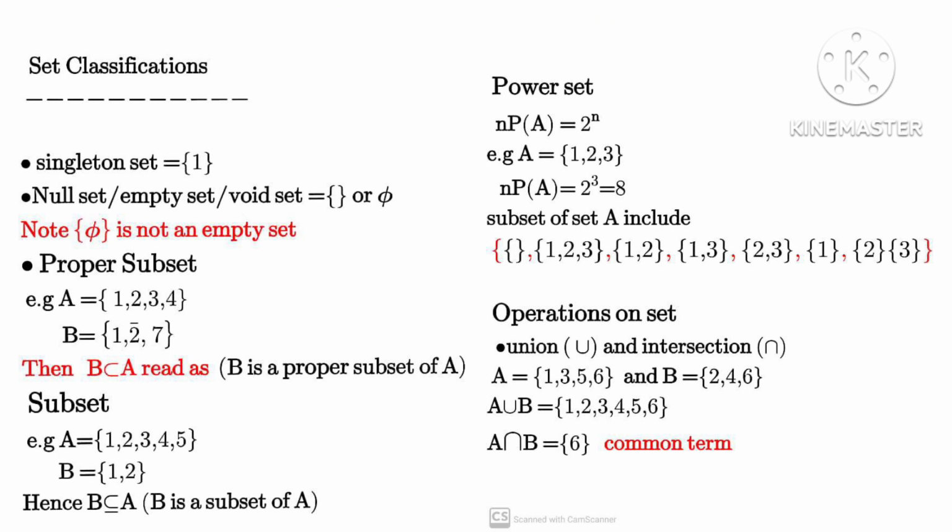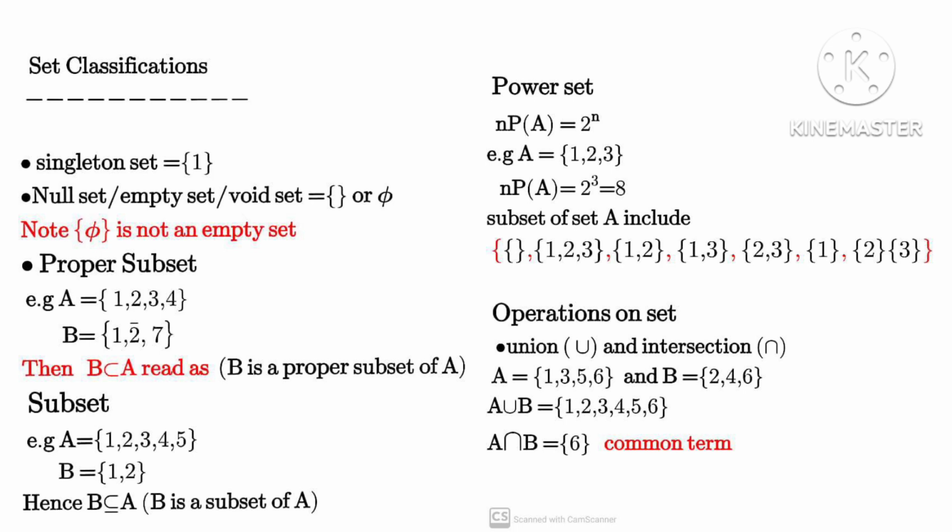Now, we move to set classification. We have a singleton set, that is a single set. It's a set that has just one single element, be it 1, 2, 3, any, so far it is just one single element or one member. Then the empty set, or null set, or void set. Those are sets that do not contain any element. So those are null sets.